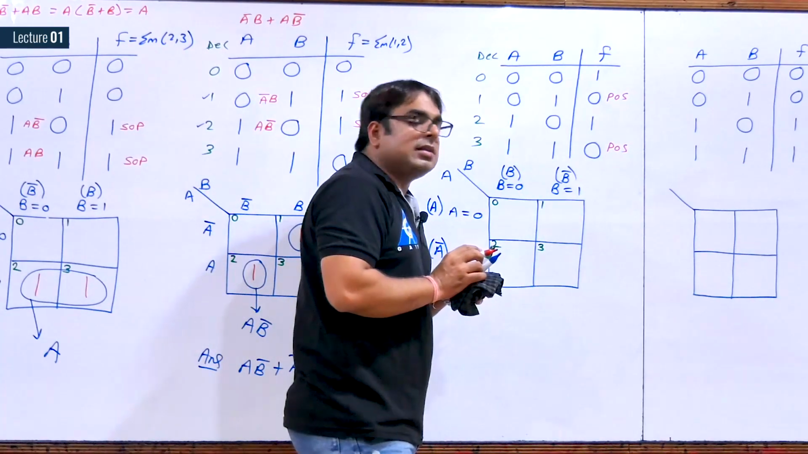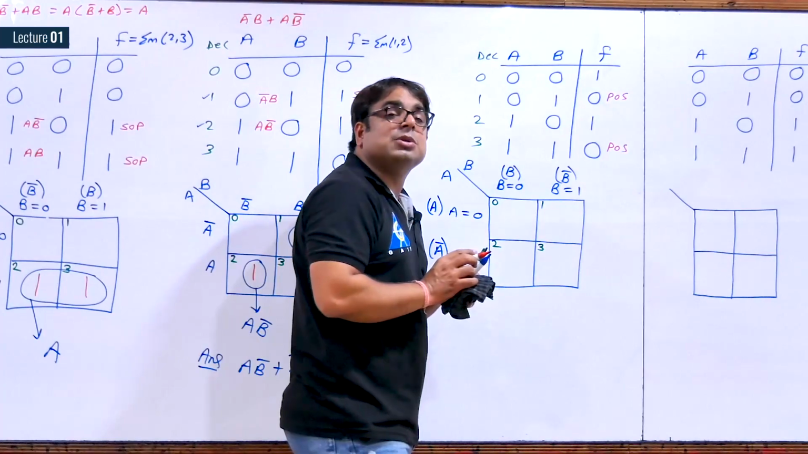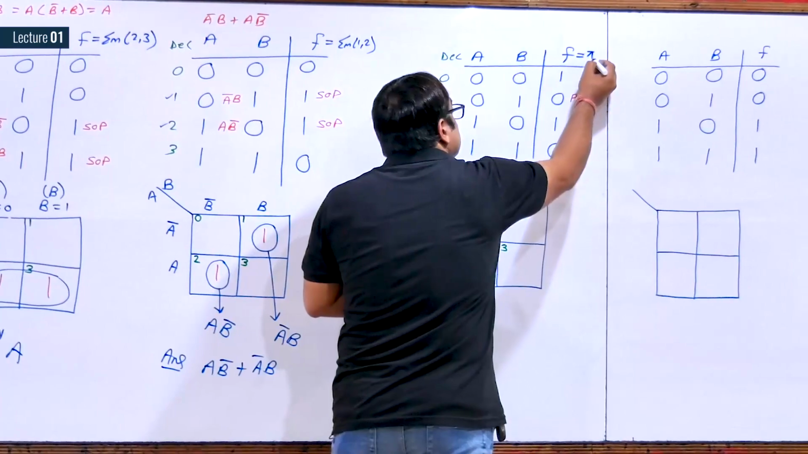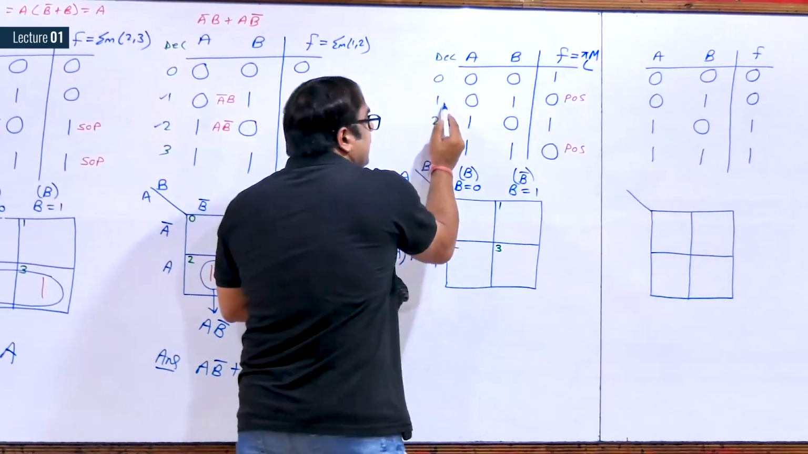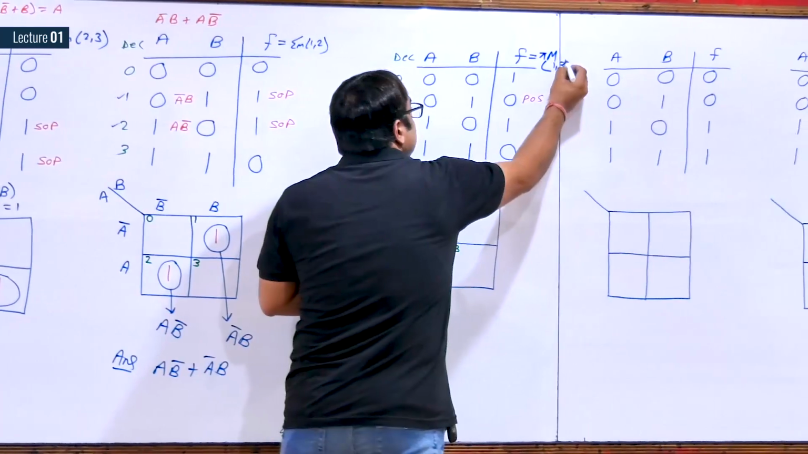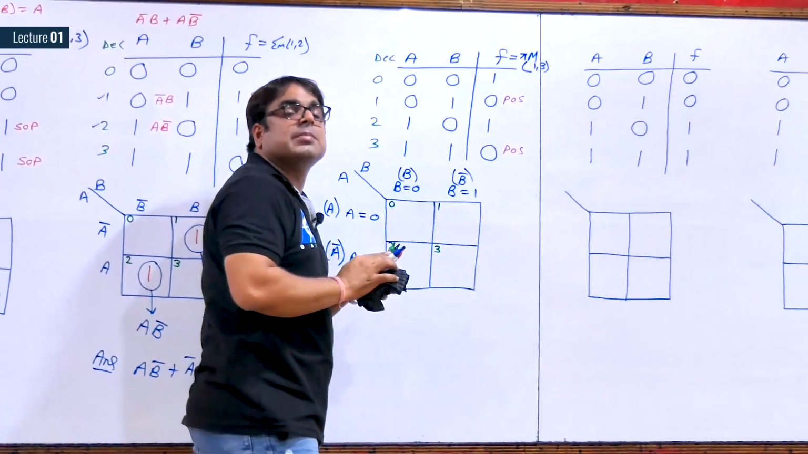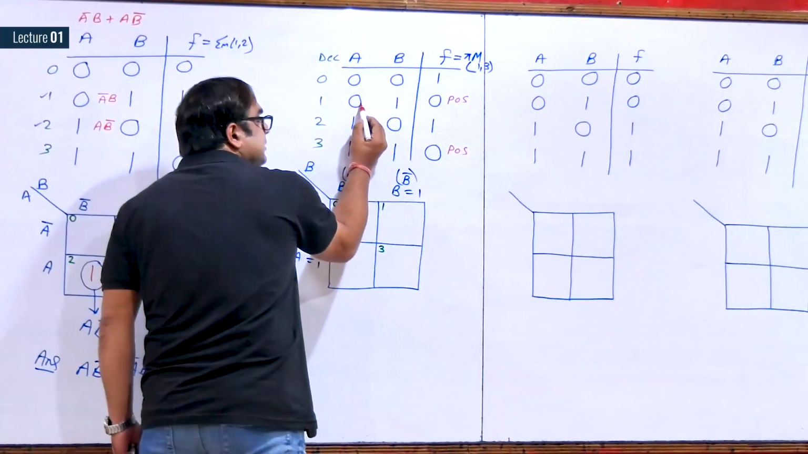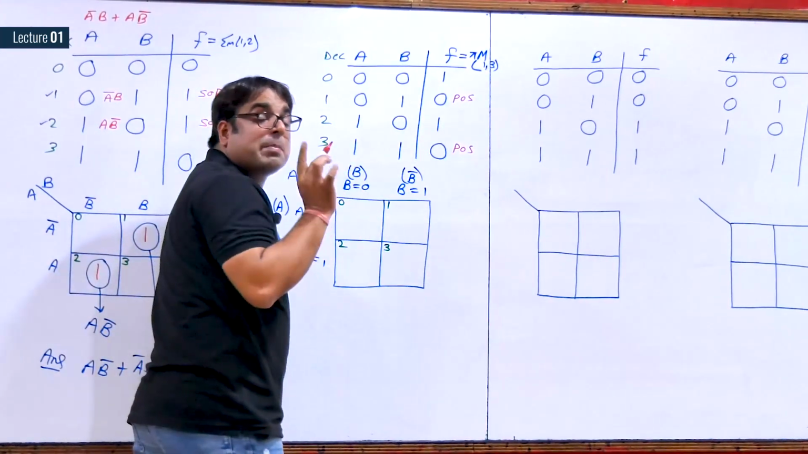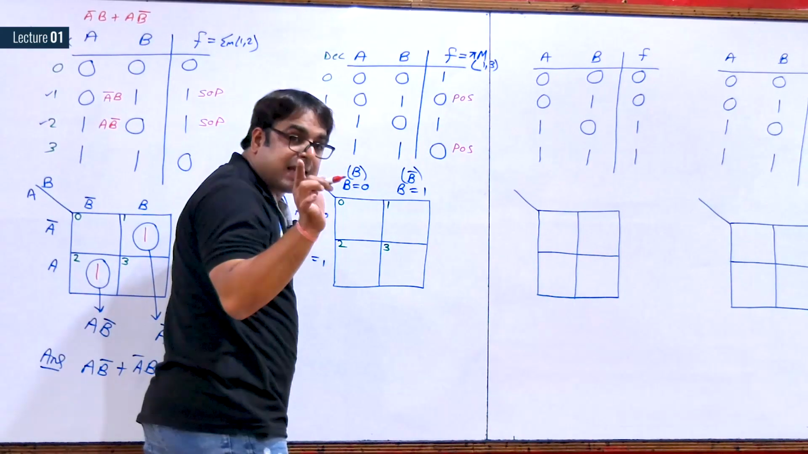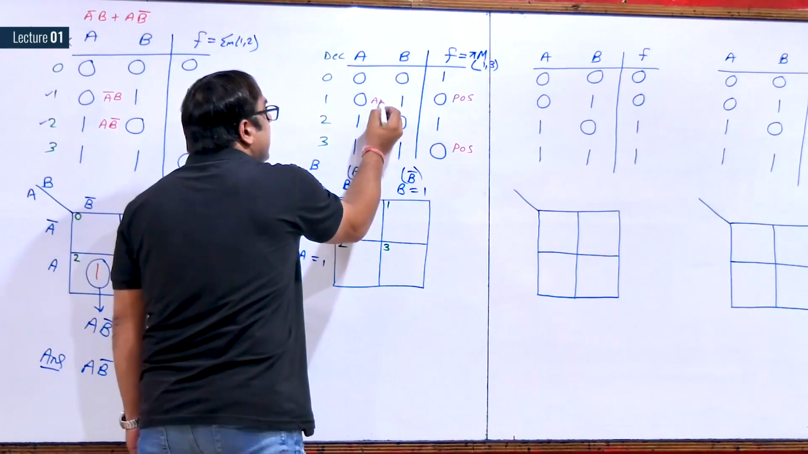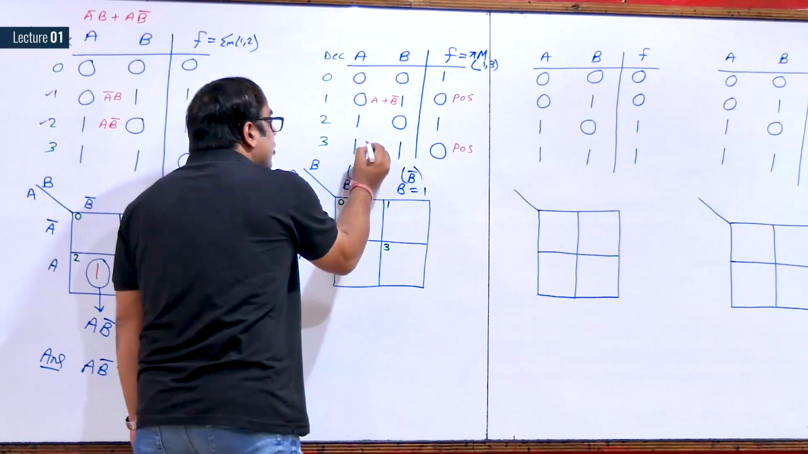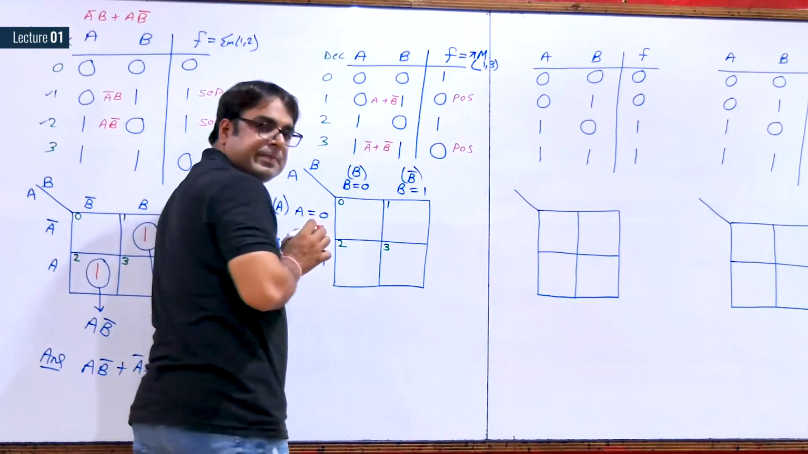In Boolean you have to target 0 for POS. What does it mean? It means max term number 1 and max term number 3. What are these max terms? 0 is normal, 1 is complement. But the POS individual term is what? Yes, sum term. So this is A plus B complement, and this is A complement plus B complement.